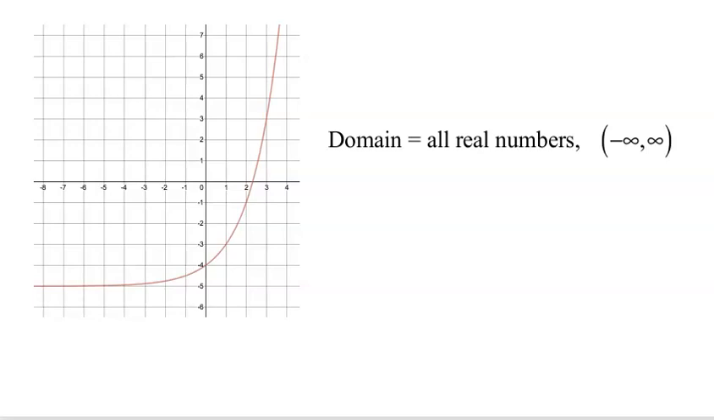Range, y values, which y values show up? 7 is there, 6 is there, 5 is there, 4 is there, 3, 2, 1, 0, -1, -2, -3, -4 shows up on the graph. -6 does not. -6 is not in the range. This is an asymptote, so it gets as close to -5 as possible without ever actually touching it. So -5 is also not in the range, but anything bigger than -5 is. So our range here would be to say that y is greater than -5, or round bracket -5 to infinity.